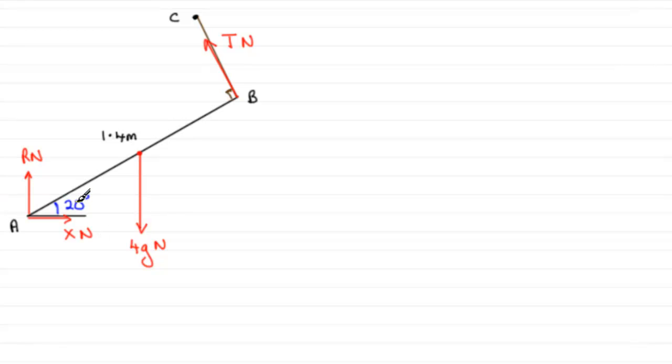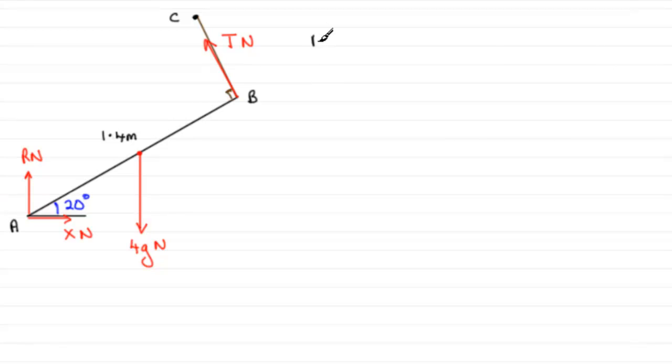Okay, well, if we're to find this tension T newtons here, we don't seem to know too much about R and X. So this is a typical question where if we were to take moments about A, because these forces pass through A, they're not going to enter the equation. So we're just going to have an equation with the weight and the tension in, if we take the moments then about A. So that's our starting point.